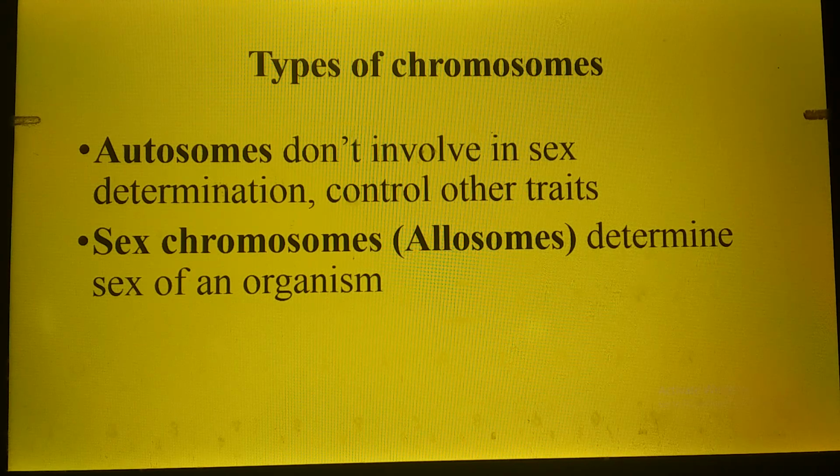22 pairs are autosomes, and autosomes are those chromosomes which do not get involved in sex determination. They control many other traits, but do not involve in sex determination. Sex determination means differentiation of male and female. So autosomes do not involve in sex determination. They control many more characters, and Inshallah, I'll discuss that in another lecture.